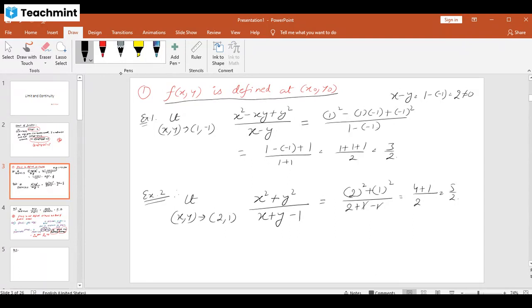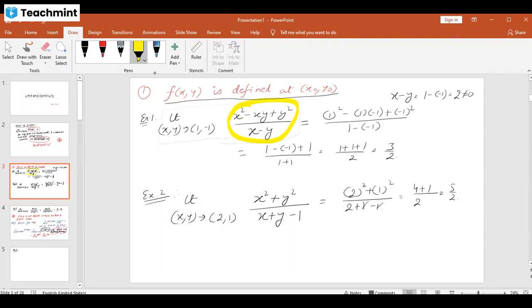Suppose we consider example number one. The question is: limit as (x,y) approaches the point (1, minus 1) of the function (x squared minus xy plus y squared) upon (x minus y). Now, when the function is in rational form, the first step is to check whether the function is defined. Defined means that the denominator should be non-zero.